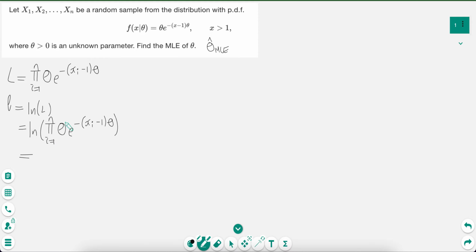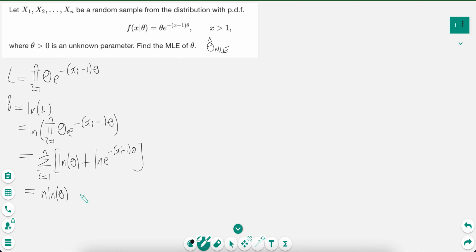If we take the log of this product, taking the log of a product will result in a summation of logs. What we can do here is take the log of the first guy, which is ln of theta, plus ln of e to the negative theta times (x sub i minus 1). And there's no subscript in the first term, so we get ln theta plus ln theta plus ln theta, a total of n times. So that's going to be n ln of theta.